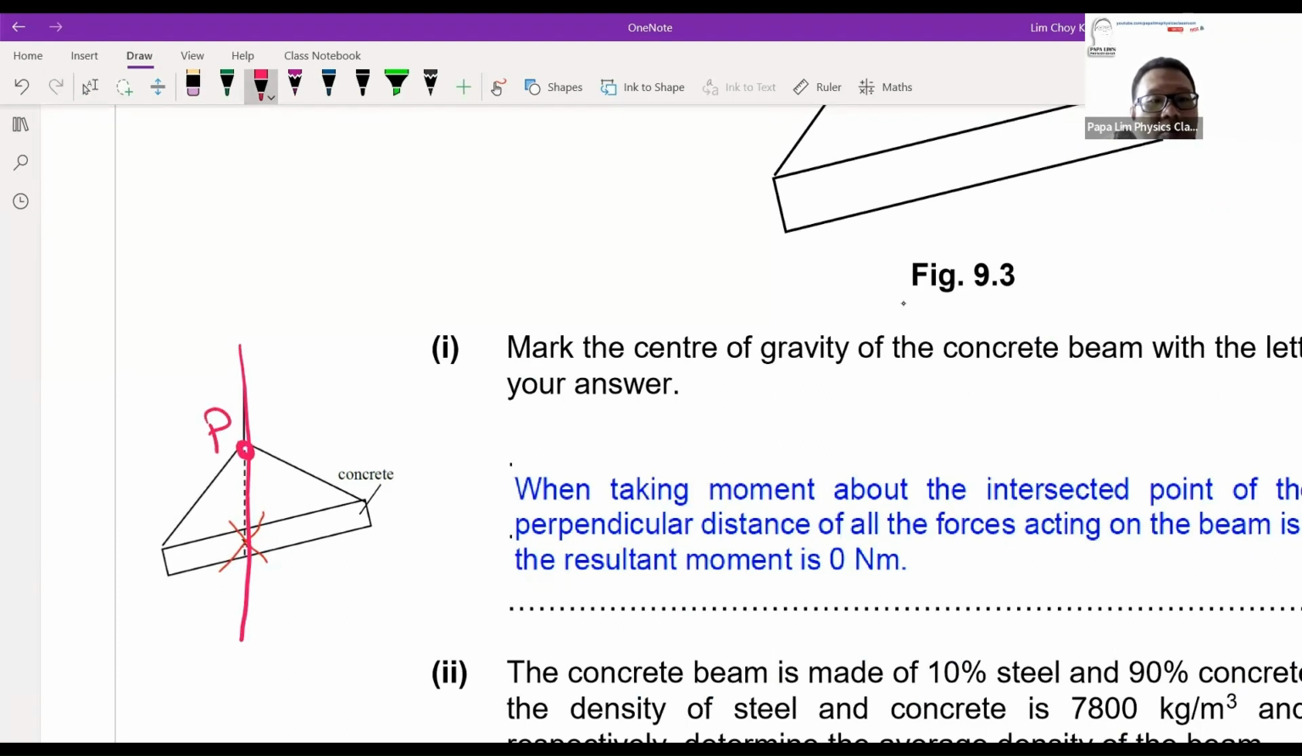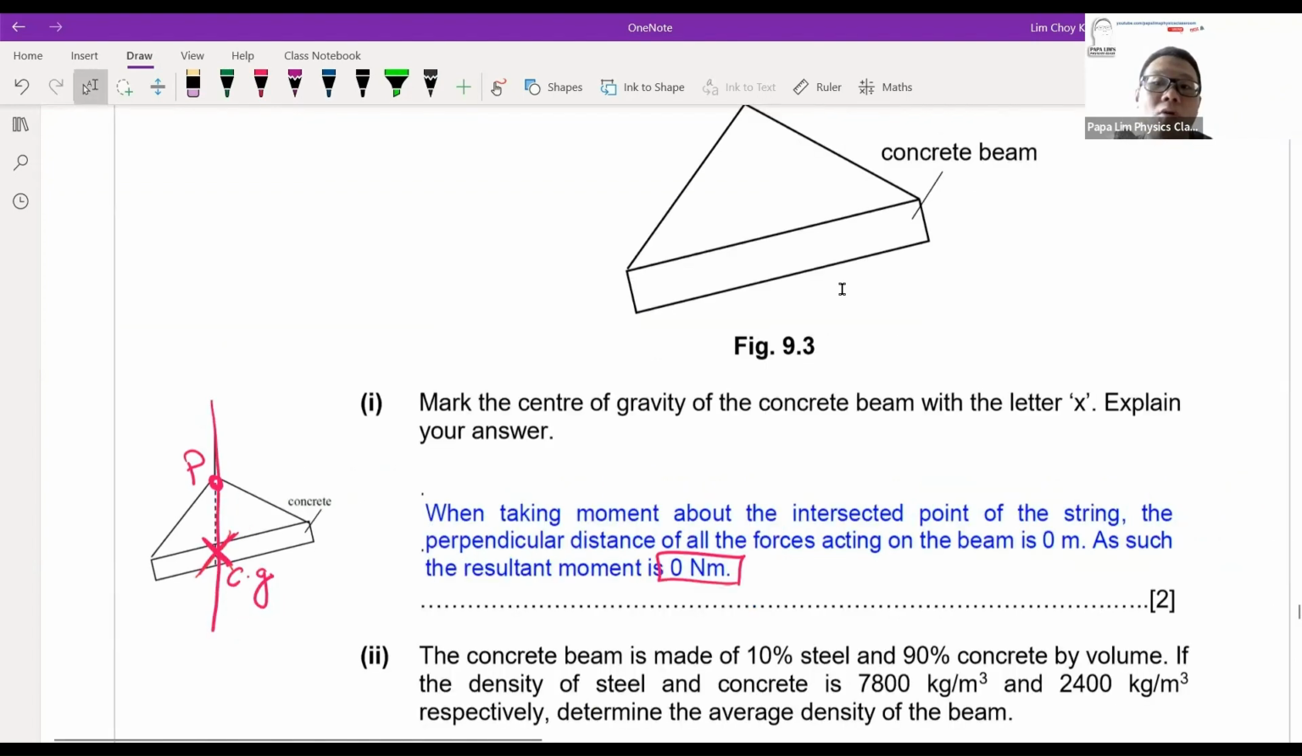So this is the pivoting point, so it will be directly below the pivoting point. So this will be what we know as the CG of the concrete beam. Because the CG is actually directly below the pivot, it makes the perpendicular distance between the forces and the pivot 0 meter. No perpendicular distance, no turning effect.